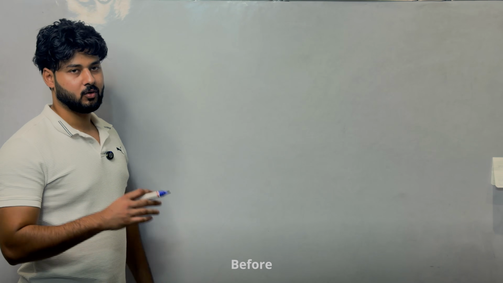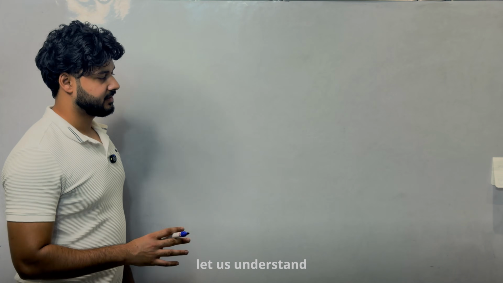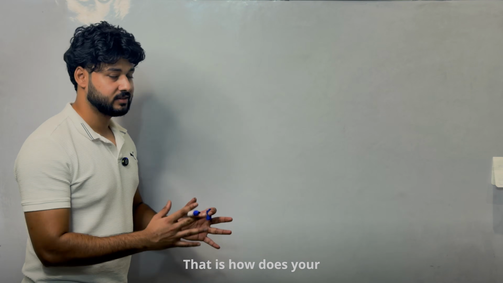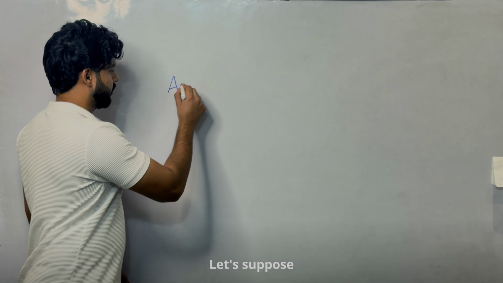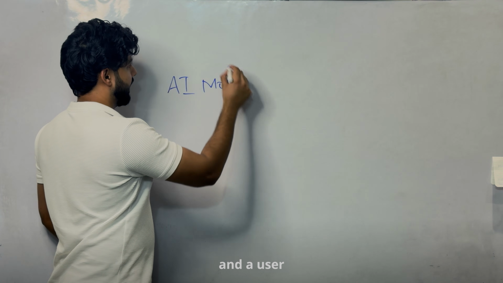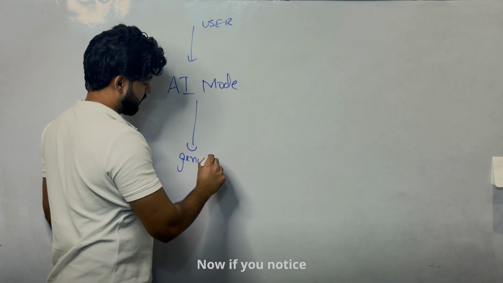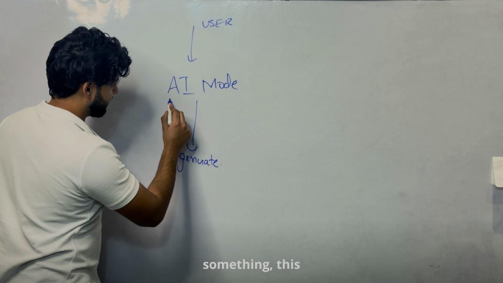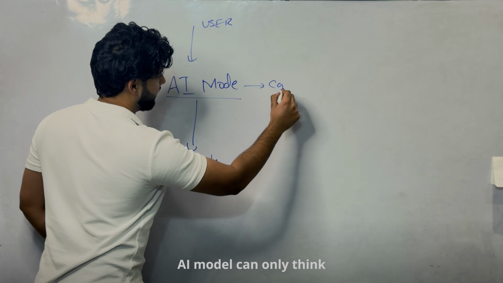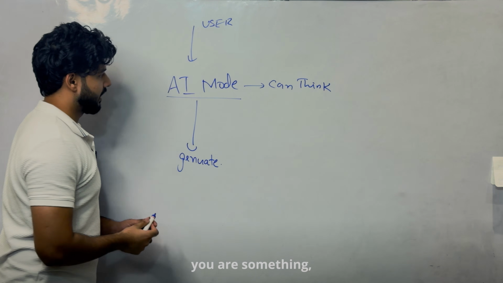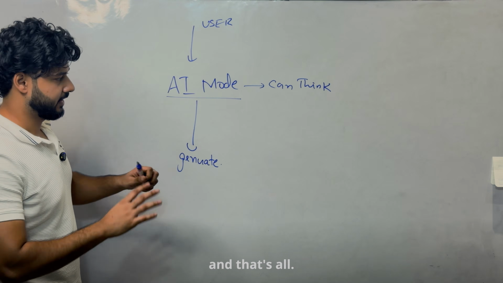Let's start MCPs. Before understanding MCP, let us understand the most important thing, that is how does your AI model work. Let's suppose you have an AI model and a user asks something and it will generate an answer. If you notice, this AI model can only think, right? You ask something, then it generates an answer, and that's all.